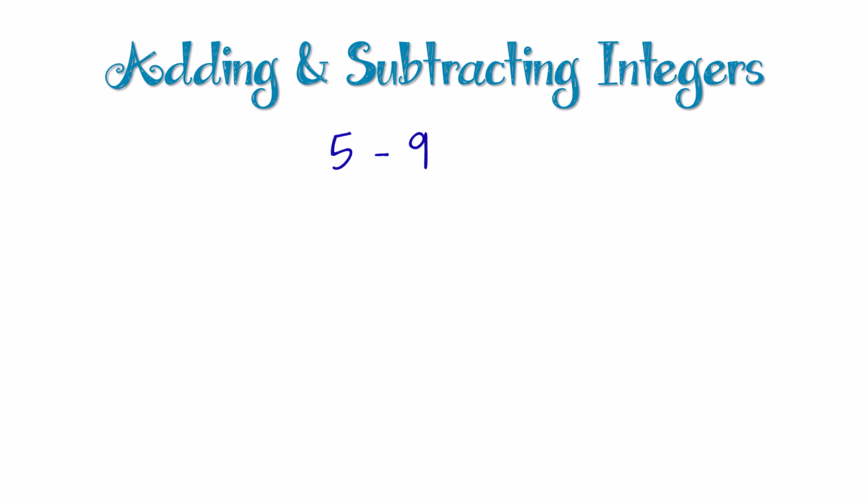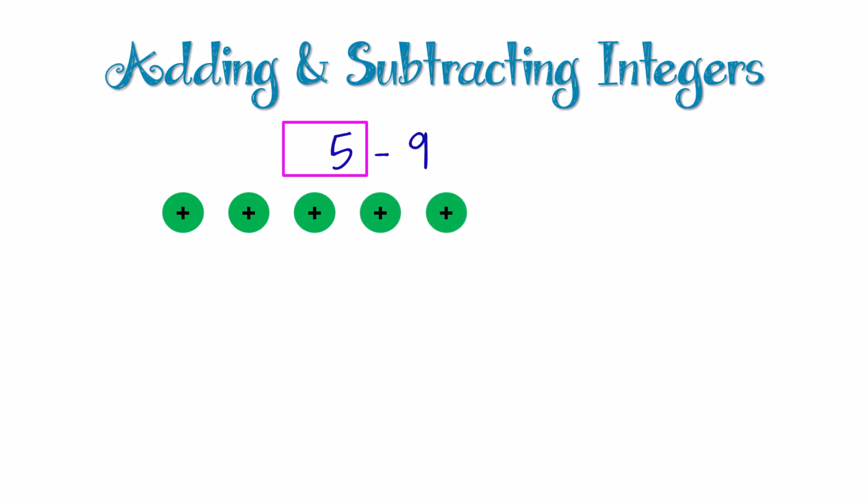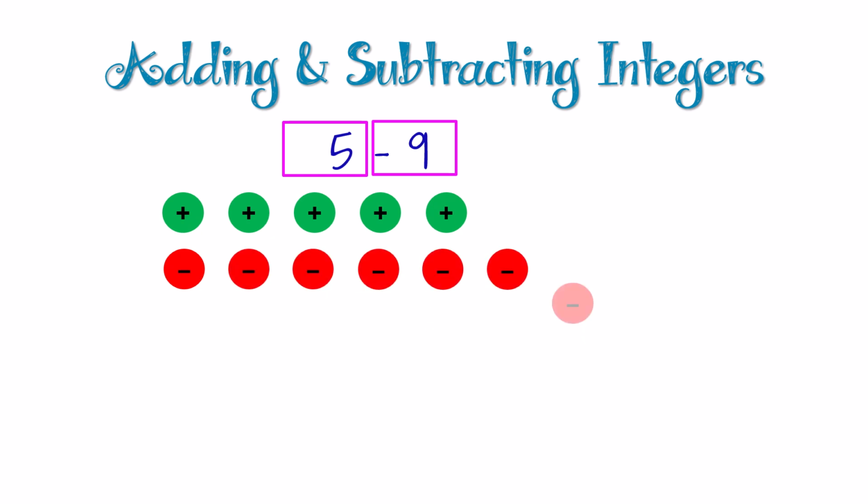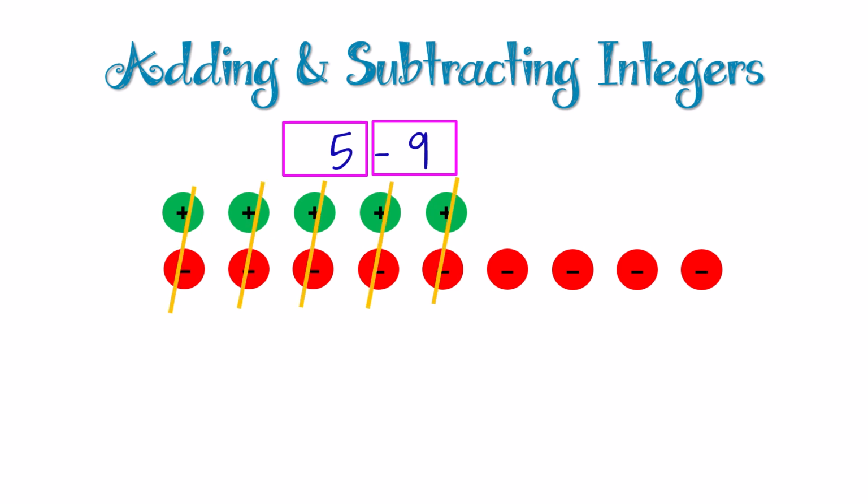Finally, let's look at this last one. We have 5, and the 5 at the beginning of the expression is a positive 5. And then we have negative 9. 5 minus 9, that 9 is negative, so we have 9 negative chips. Is this expression going to be positive or negative? That's right, it's going to be negative because we have more negatives this time. Here we can cancel out 5 pairs, 5 zero pairs, and we're left with 4 negative chips, which means our answer is negative 4.